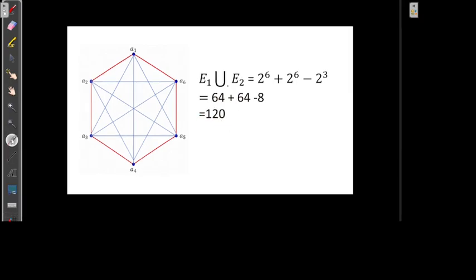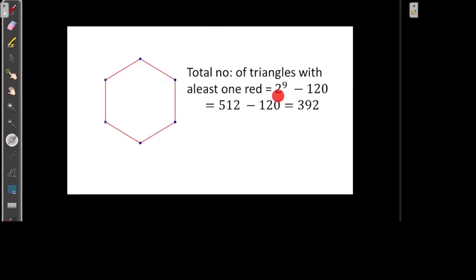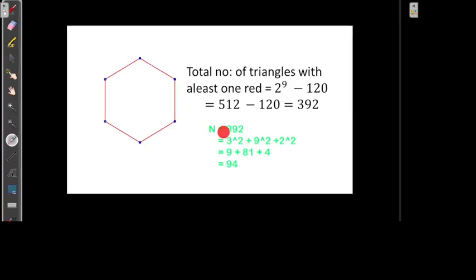And then we use the complementary counting technique. We subtract this 120 from the total number of cases, which is 2 power 9, which is 512, minus 120, giving 392 as the total number of ways in which every triangle has at least one red side, and our n becomes 392. We need to find the sum of squares of digits of n, which is 3 square plus 9 square plus 2 square, which is equal to 9 plus 81 plus 4. We ended up getting 94 as the final answer.